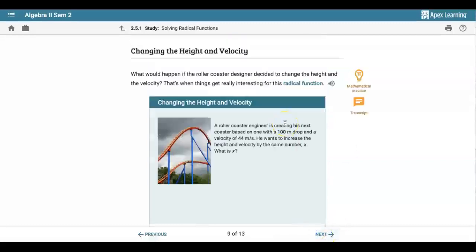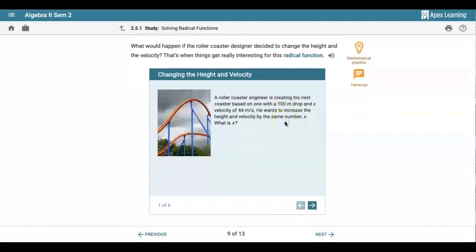But what if we wanted to change the height and the velocity? For example, here we look at our problem. A roller coaster engineer is creating his next roller coaster based on one with a 100-meter drop and a velocity of 44 meters per second, but he wants to increase the height and velocity by the same number x. So basically, he wants to go up by a value of x. All we have to do is add x to both our height and our velocity.